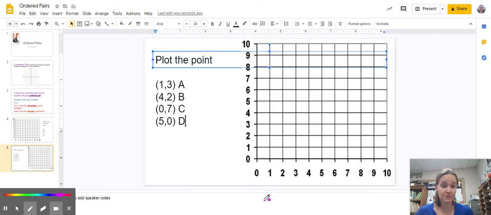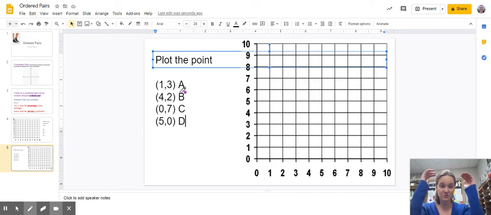All right, the last thing we're going to practice on this video is how to plot points. Now, point A is at 1, comma, 3. Notice it's parentheses 1, comma, 3. So I need to go over 1, up 3. So I start at my origin, my 0, 0. I go over 1, and I go up 1, 2, 3, which leaves me right here.